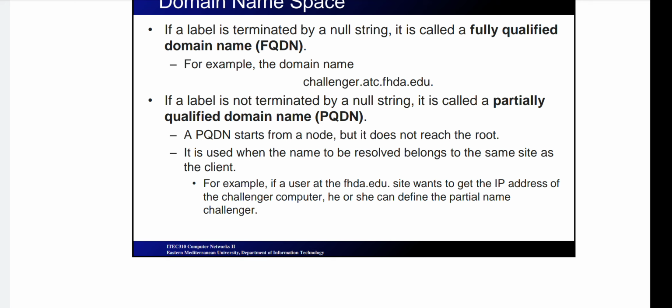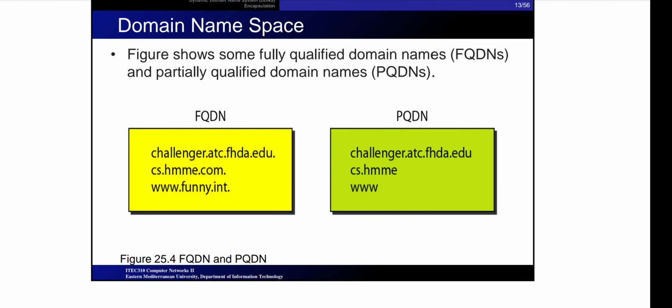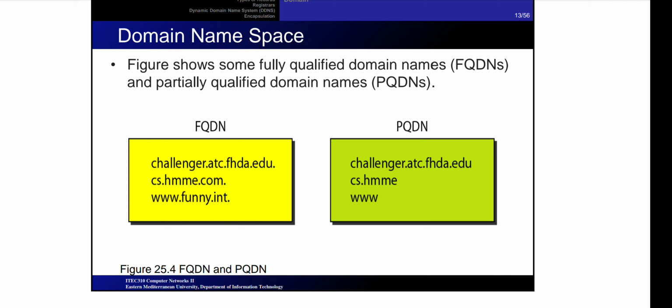It is used when the name to be resolved belongs to the same site as the client. For example, if a user at the fhda.edu site wants to get the IP address of the challenger computer, he or she can define the partial name challenger. These two figures show the fully qualified domain names (FQDNs) and the partially qualified domain names (PQDNs).